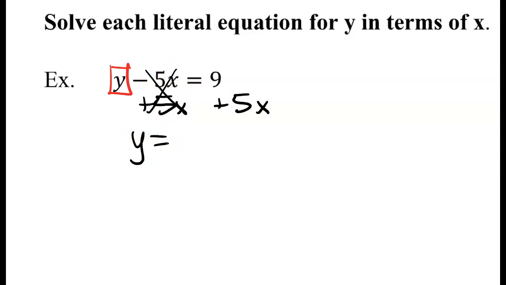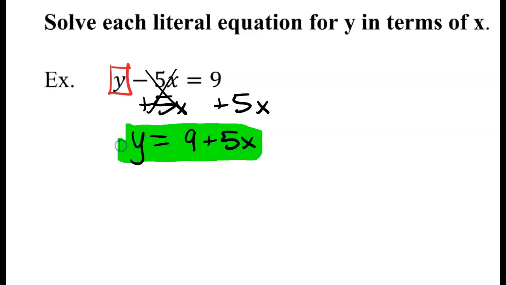Now I have to ask myself, are 9 and 5x like terms? No, they are not. So since that's the case, I would just write this as 9 plus 5x. I don't actually combine them. I don't actually add them because they are not like terms. So that is my final answer for the first example.